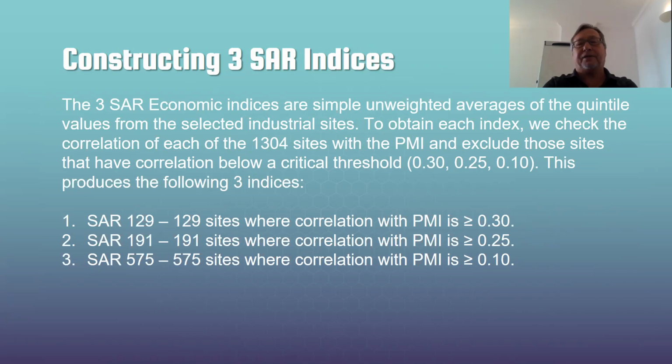this SAR index. We're going to have SAR 129, which includes 129 sites where the correlation with the PMI is greater than 0.3. And then we're also going to have SAR 191 and 575, where we have a looser constraint on how correlated these sites are with the PMI.